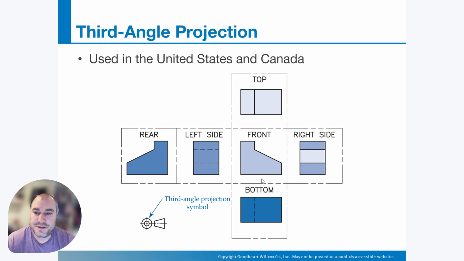Third angle projection is used in the United States and Canada. So once again, you'll most likely see this third angle projection. This is the third angle projection symbol. You have the top, front, right side, and that's just kind of how it looks. Pay attention once again: top, front, right side, bottom, left side, rear.